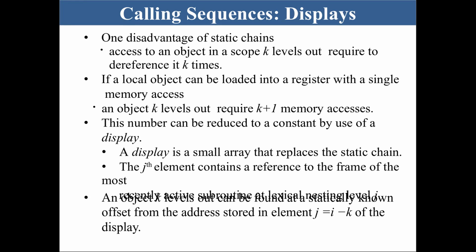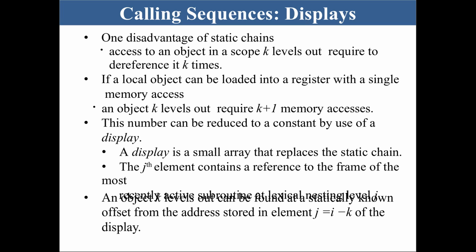Next is displays. This is also an optimization technique. One disadvantage of the static chain is that access to an object in a scope k levels out requires that the static chain be dereferenced k times. If a local object can be loaded into a register with a single memory access, that is, with a single displacement mode memory access, then an object k levels out will require k plus 1 memory accesses.